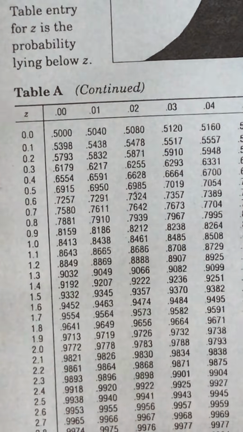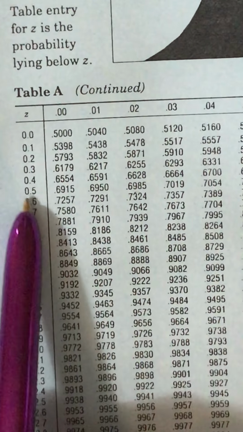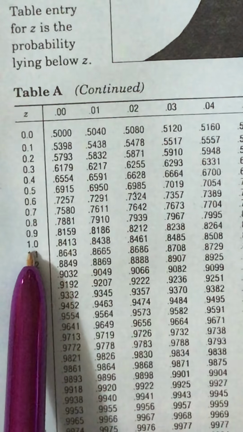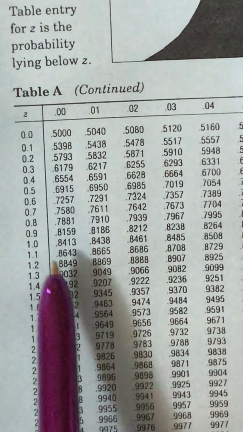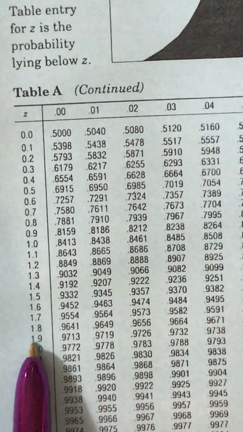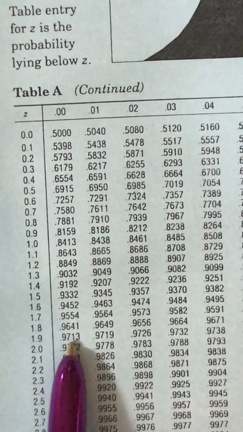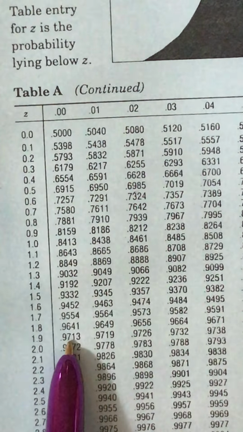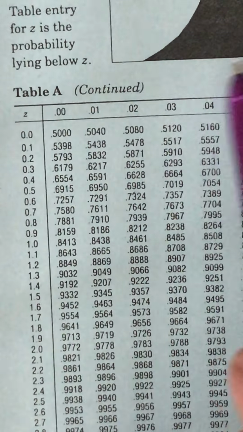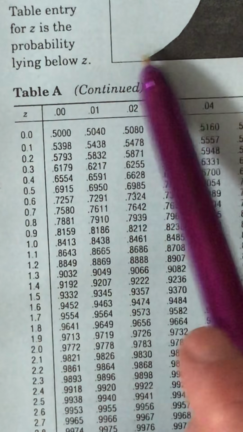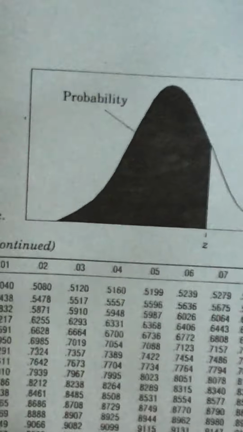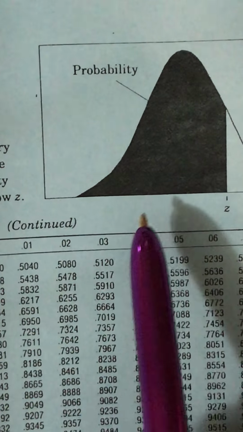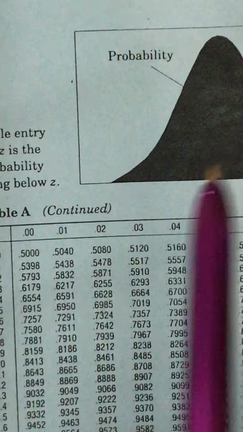Now, what do I know? I know my z-score. My z-score is 1.9, so I go down to 1.9, 0. Okay? Now, look at this picture up here. Notice what's filled in. Everything to the left is what's been filled in, correct? Hopefully you're looking at this on yours as well. Notice everything is to the left of the z-score. That means that the probability is to the left of that number.